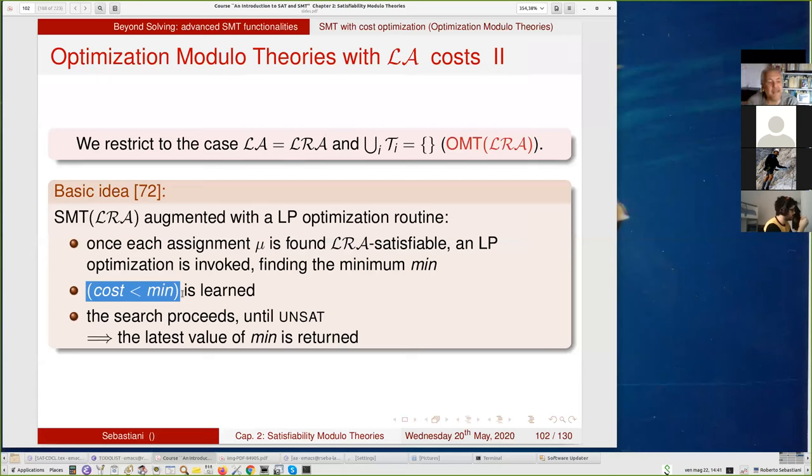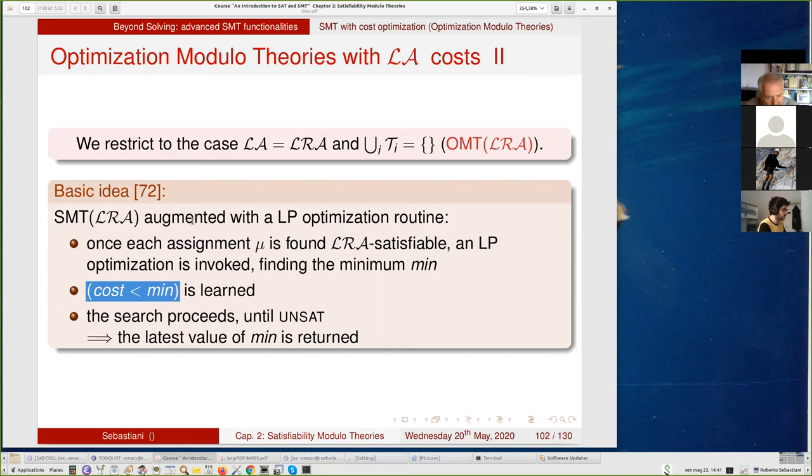So this atom will be part of every future truth assignment. This means that from now on, all the truth assignments that will be enumerated will have a solution with cost strictly smaller than min. By doing that, we have restricted the search to truth assignments whose costs are strictly smaller than min. The search proceeds by every time adding a new upper bound, until you return UNSAT, until the last constraint that you have added has no better solution. So the last minimum value that you have found is your best solution.